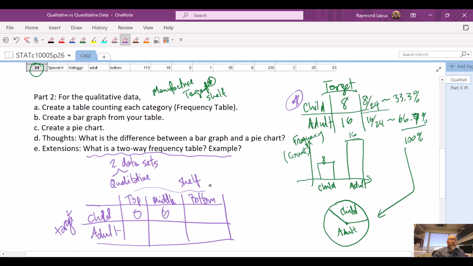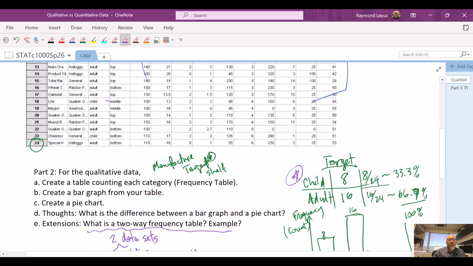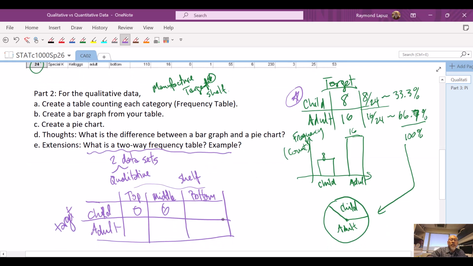Now we can count how many are in the bottom, but we know from this analysis that the total child cereals was 8, so we can know that if there's 0 on the top and 6 in the middle, there must be 2 in the bottom here.